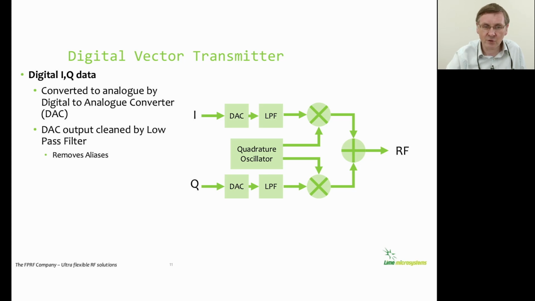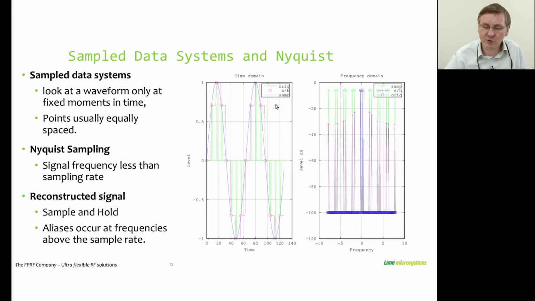So going back to our vector modulator again, we have now added a digital interface, so we have DACs driving the modulator, and we have some low-pass filters. So why do we need these low-pass filters? It's to actually deal with a problem called aliasing.